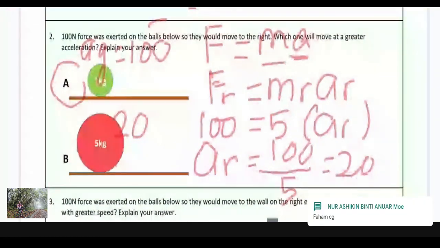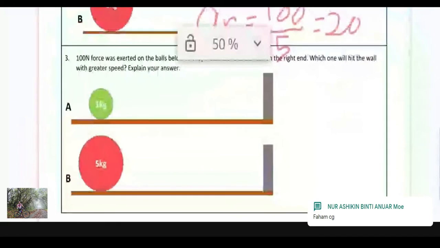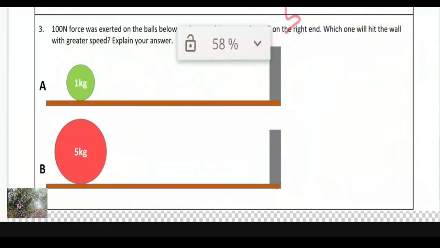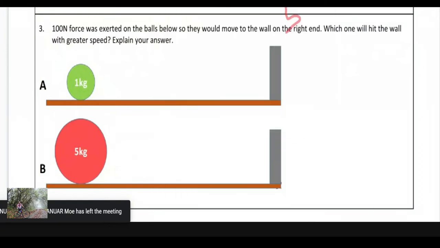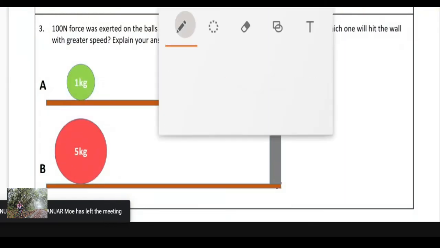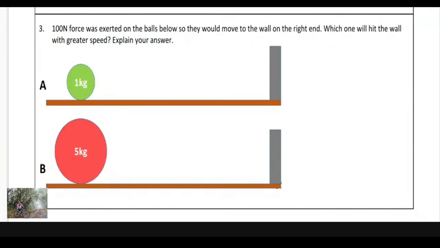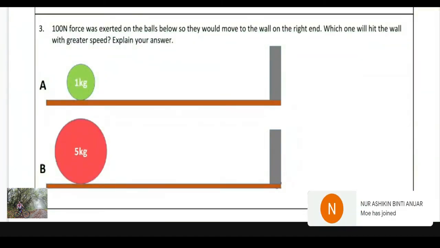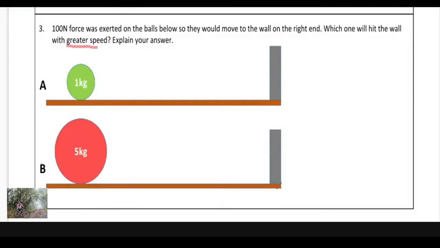Number 3. Newton force was exerted on the ball below, so they would move to the wall on the right hand. Which one will hit the wall with greater speed? This means the value for A is higher. Explain your answer. Okay, so same condition with question number 2.